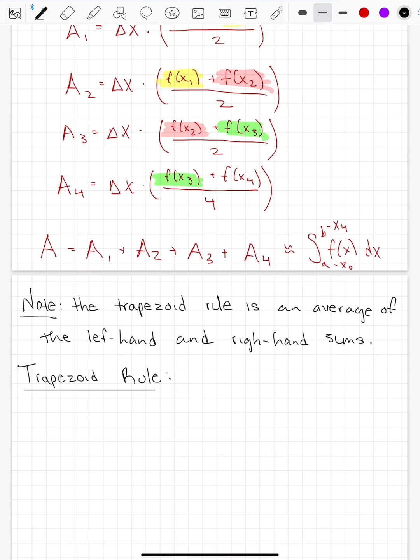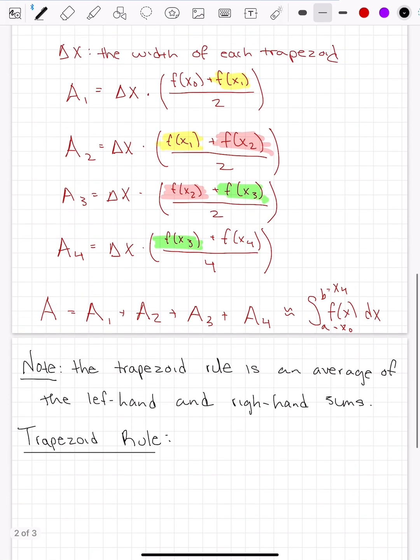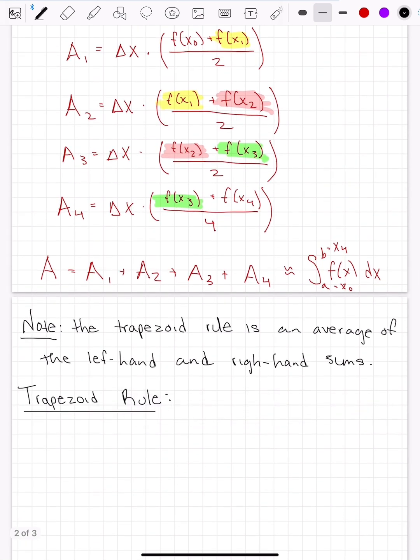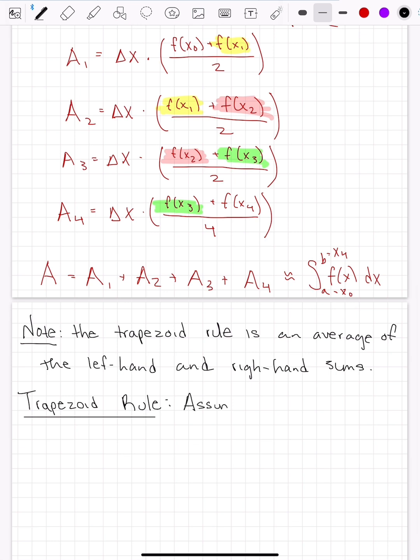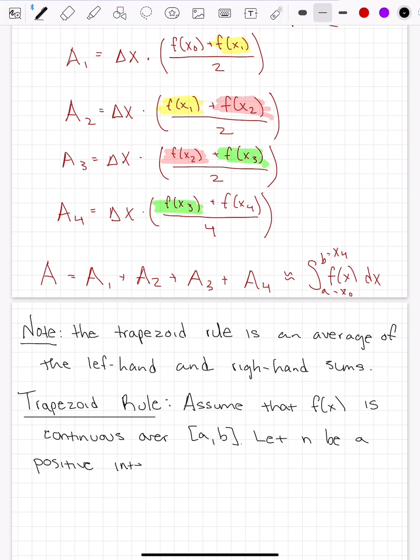So what the trapezoid rule says is that we assume that f of x is continuous over AB, which remember we need for it to be integrable, and let n be a positive integer, right? So we need to have a whole positive number for the number of trapezoids that we have. And the change in x is still the same. We defined it before as b minus a over the number of trapezoids in this case.